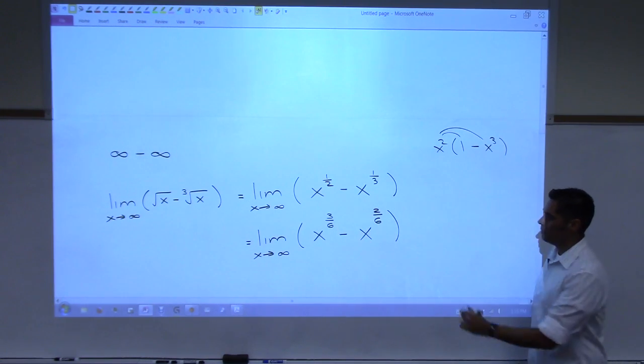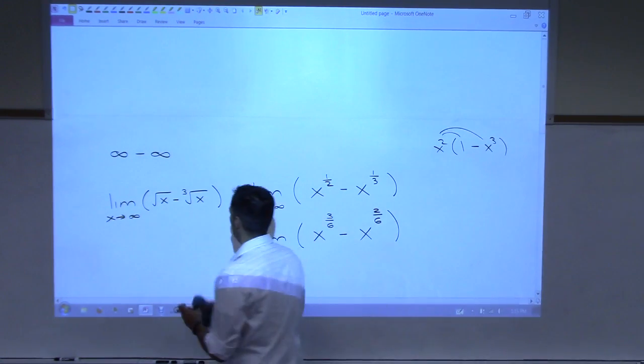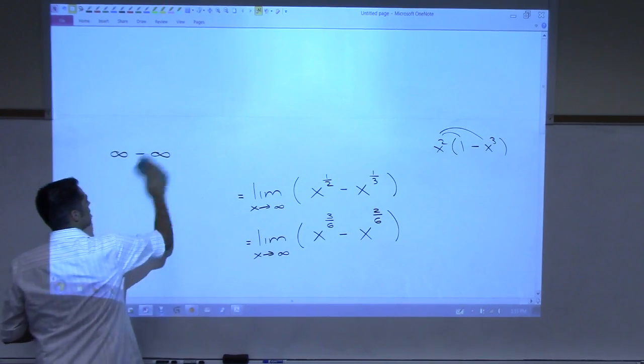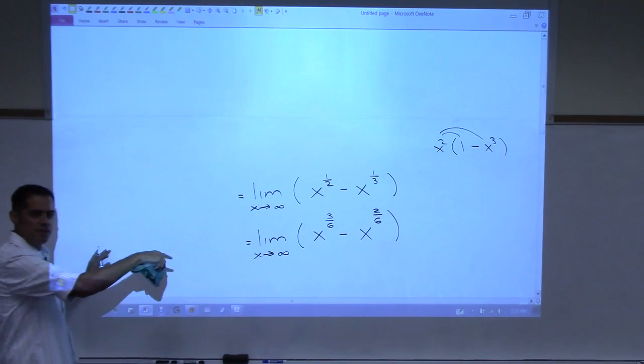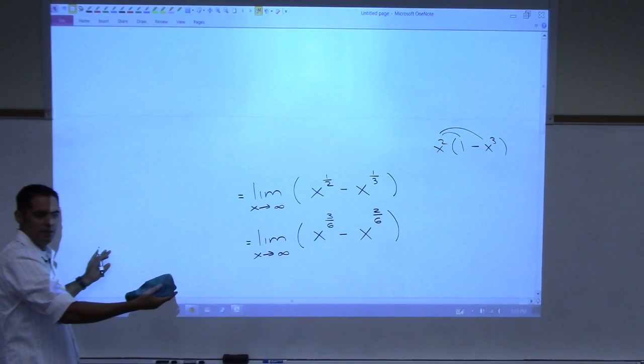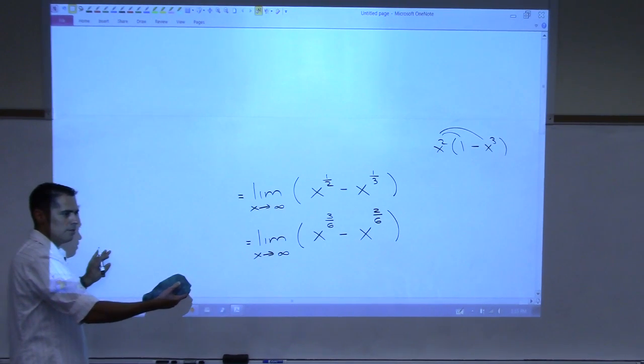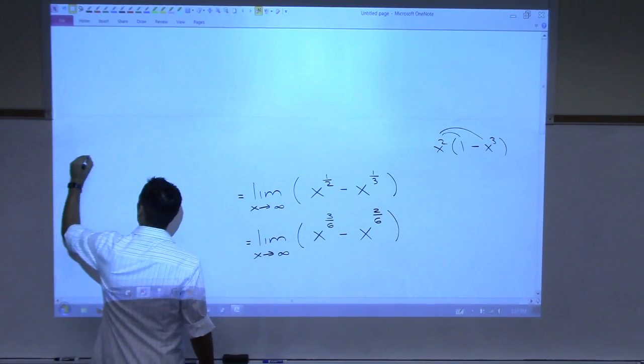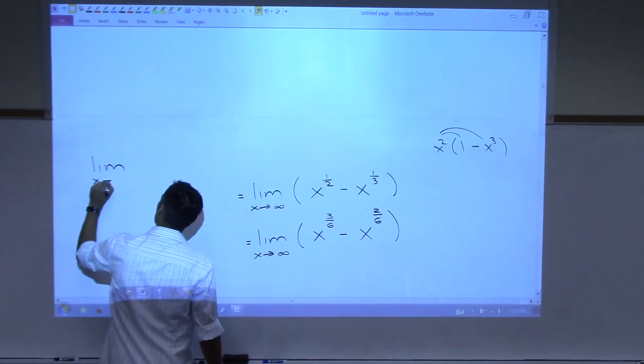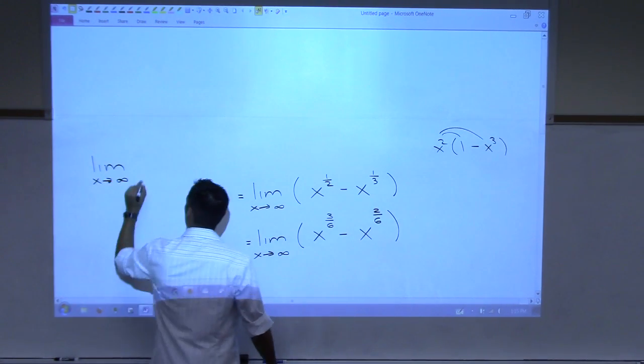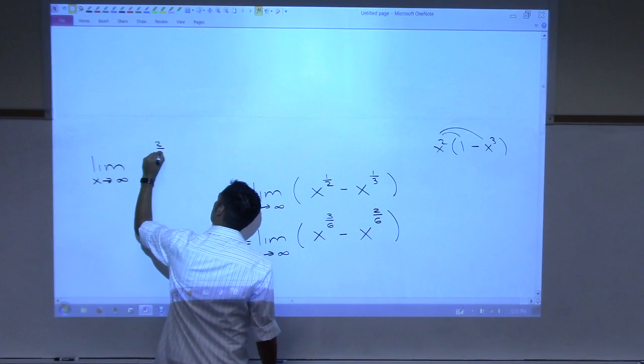You can factor out x to the 2/6. What do y'all think? Seems like 3/6 and 2/6 would have a common factor of 2/6? Let's try it. You could be wrong. Let's see. Let's try it. X to the 2/6.